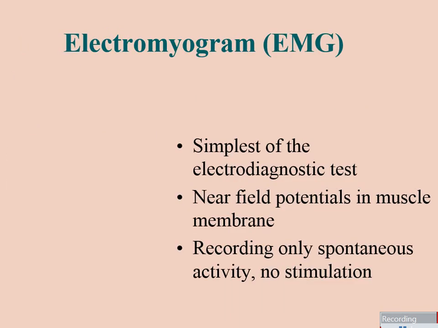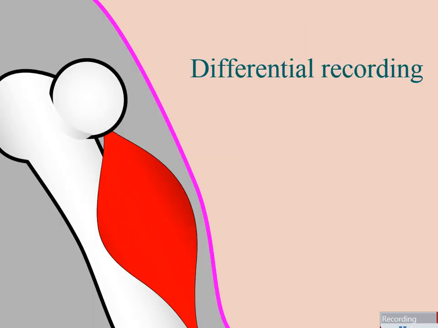Okay, so with that background, let's talk about electromyography. Like I said, this is the simplest. We're recording a near field potential. I forgot to define that term, but when we're doing these extracellular recordings close to the generator, that's called a near field recording. With the EMG, we're only recording the spontaneous activity that's happening in the muscle. So we're looking at what the muscle is doing, on its own.